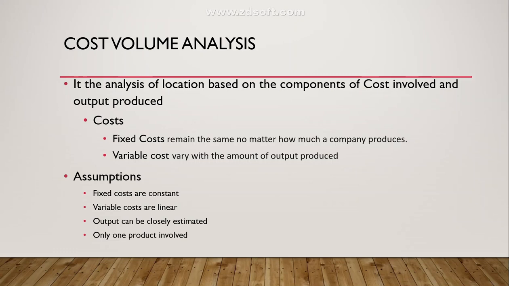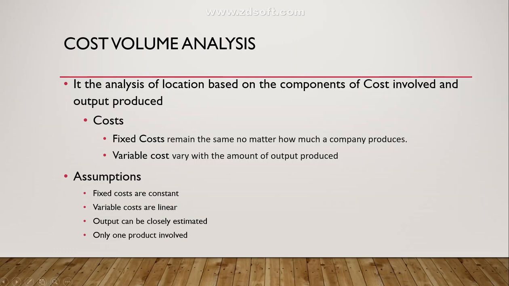manufacturing unit. And output can be closely estimated, where you can easily estimate the output that is required to be produced, say you have a clear picture of your demand. And only one product is involved. This is the most suitable method where the production unit is focusing on a single product. It is not really suitable or favorable if you have diversified products being produced in the manufacturing unit.